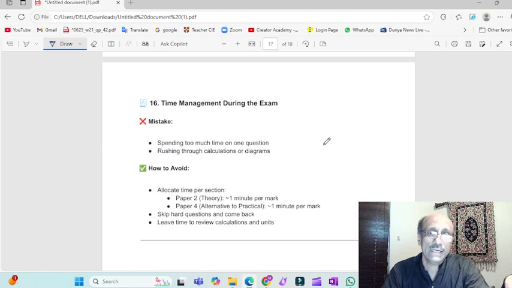And after that, time management is another key point. So you will divide the total time with respect to the marks and with respect to the total number of questions, and then skip hard questions which are very difficult to solve, and then come back and always have some time for the revision as well.